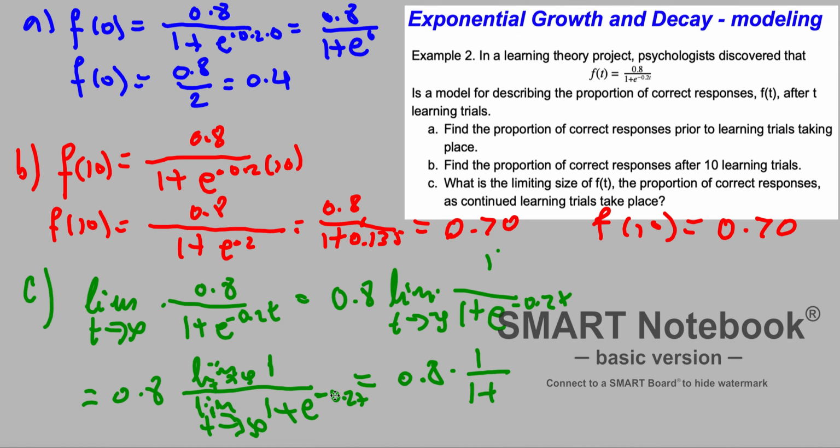The limit of e to the minus 0.2t is the limit of 1 over e to the exponent 0.2t, which is 1 over infinity, so as t goes to infinity this approaches 0. So everything becomes 1 divided by 1 plus 0, which is 1, times 0.8 is 0.8. So the limiting size of f of t, the proportion of correct responses, is 0.8. It is not going to go greater than 0.8.